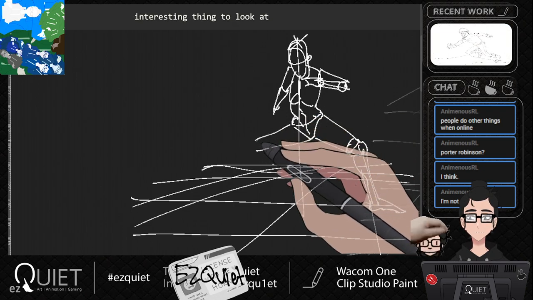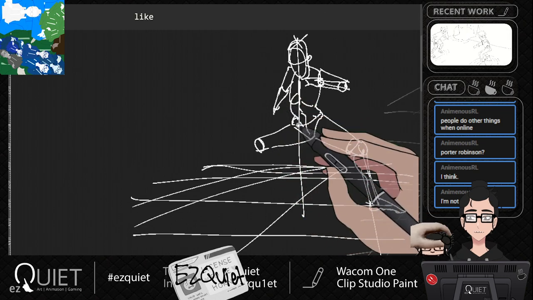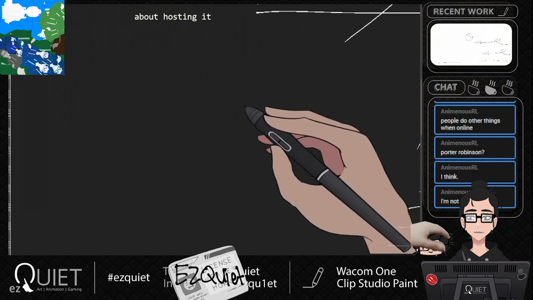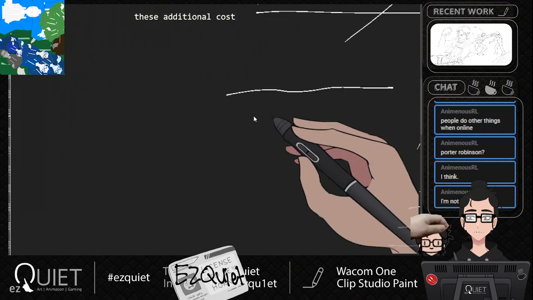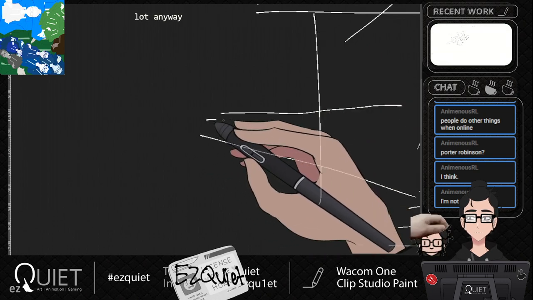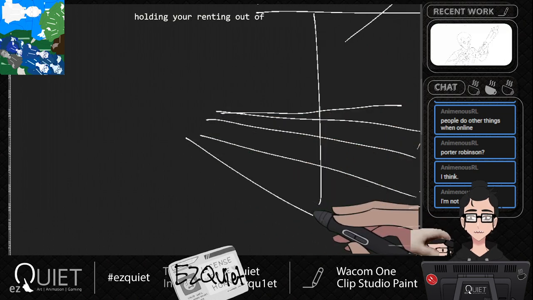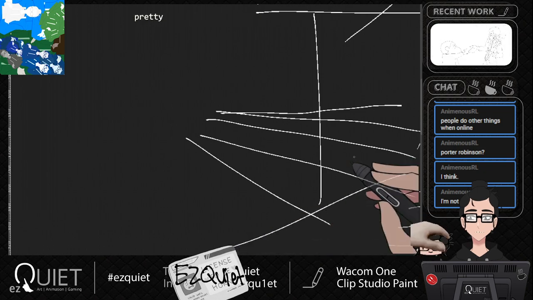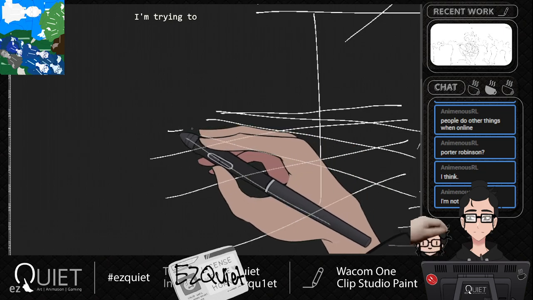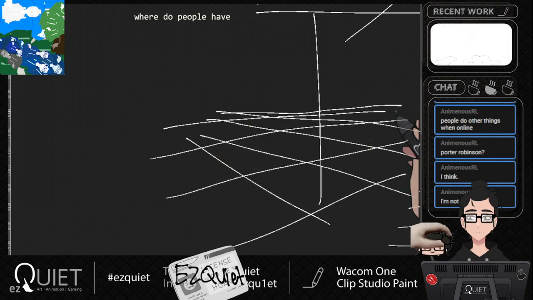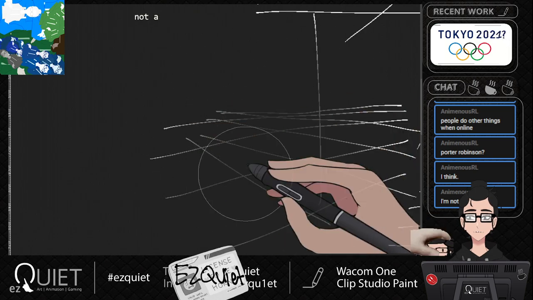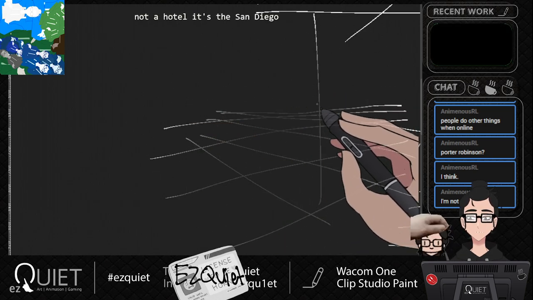I guess you also have to think about it being a VR experience. You have to think about hosting it, and all these additional costs that may not usually be projected, but conferences cost a lot anyway. Because you're renting out a space at a hotel, right? And usually it's a pretty good hotel. Where do people have conferences? There's the one in San Diego that Anime Expo has. It's not a hotel, it's the San Diego Convention Center. They have a lot of conferences there.